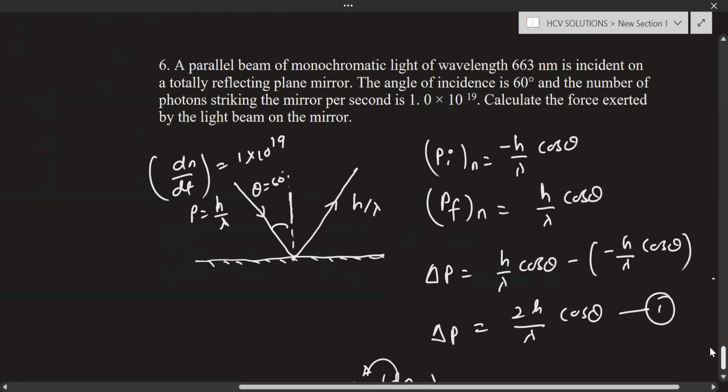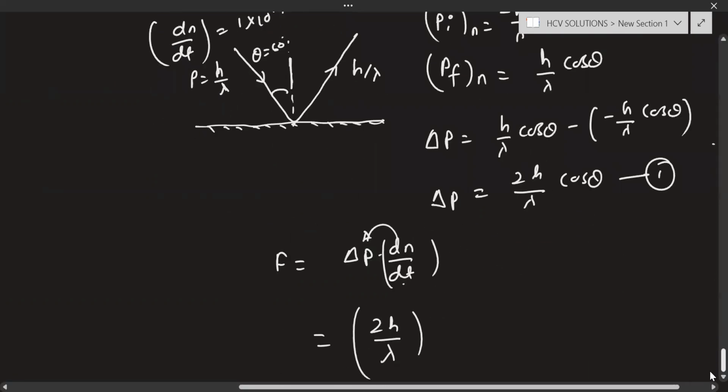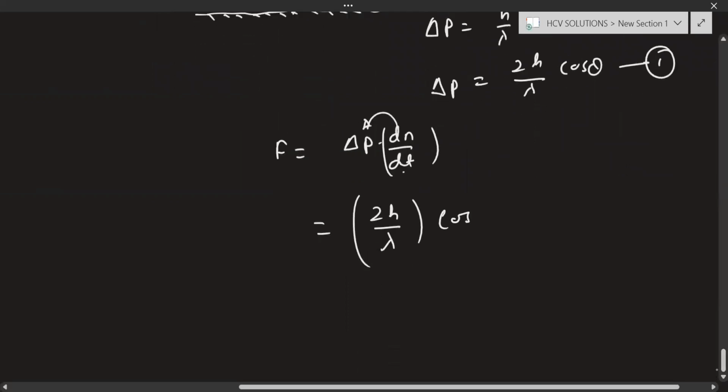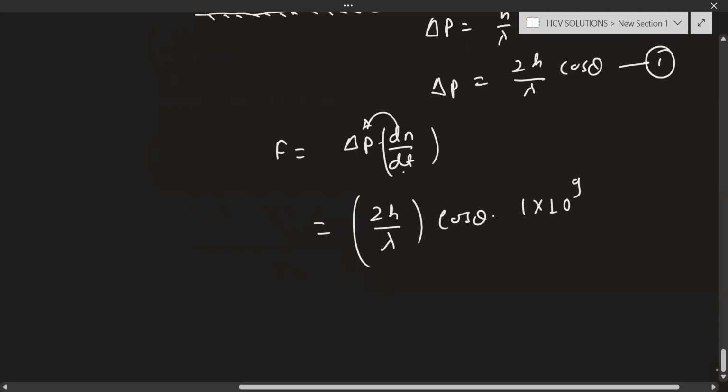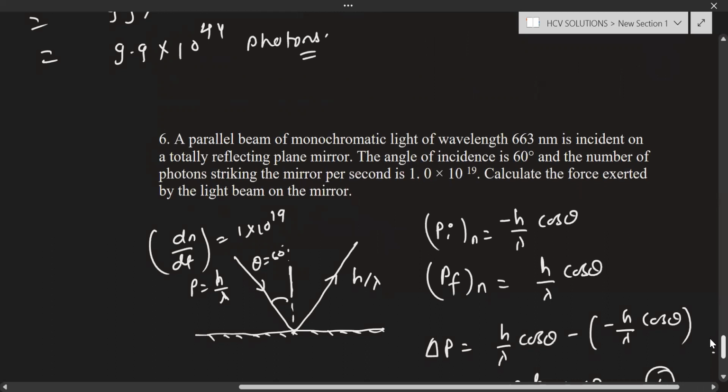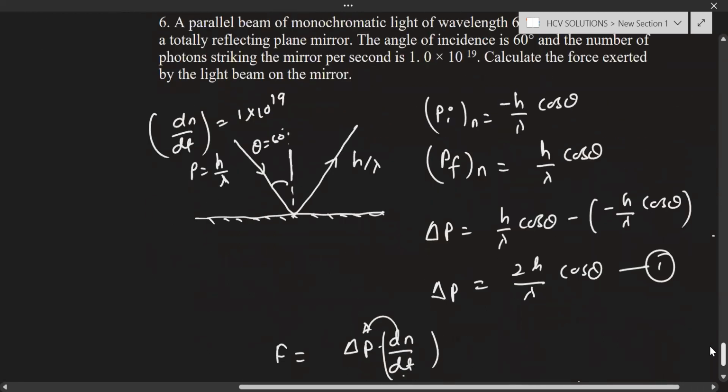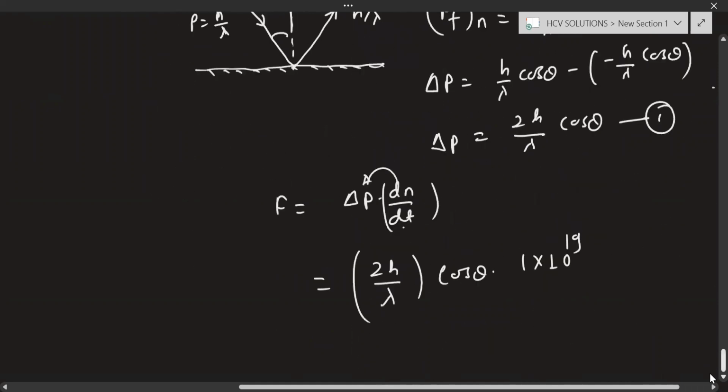Its value is given here, 1 into 10 to the power 19, the number of photons falling per unit time, and remember that there is also cos theta. So put all the values here and you will find the force acting.